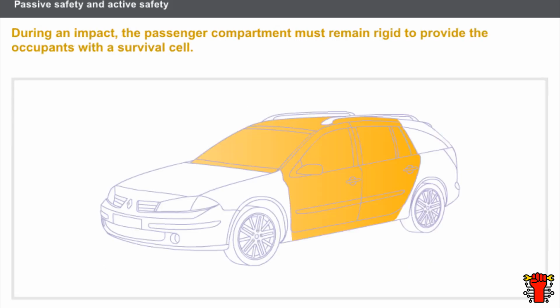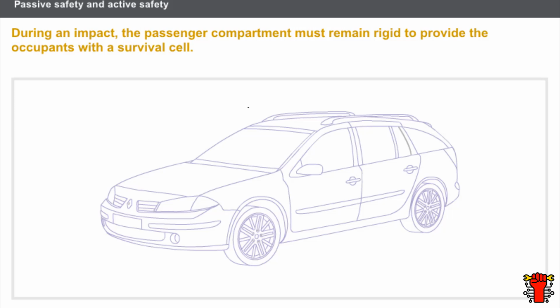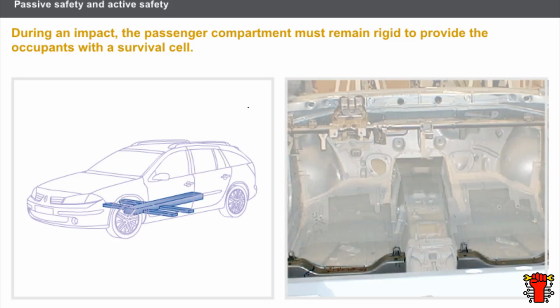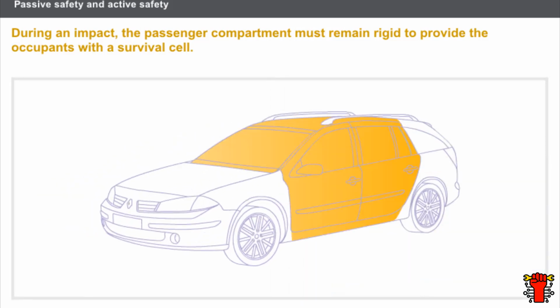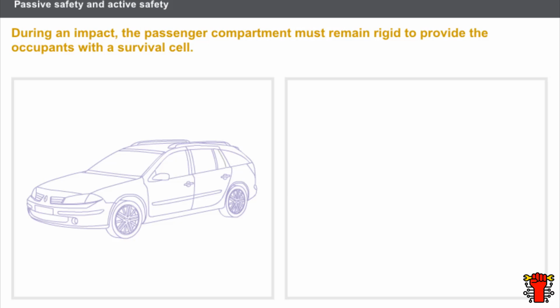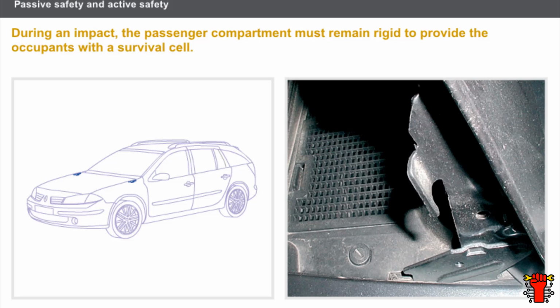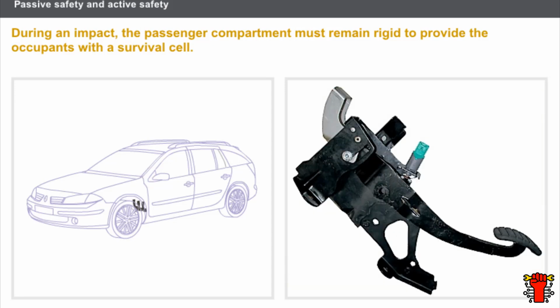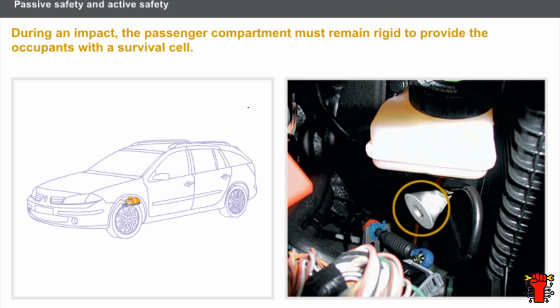During an impact, the passenger compartment must remain rigid to provide the occupants with a survival cell. The main passenger compartment strengthening components are the following: the dashboard beam, the side door reinforcements and lateral supports, and the floor reinforcements. The passenger compartment must limit the amount of intrusion and prevent bodywork or mechanical components from coming into contact with the occupant. The main components which limit intrusion are the following: the bonnet hinge retaining hooks, the retractable steering column, the retractable pedal assembly, the chamfered edge of the master cylinder.